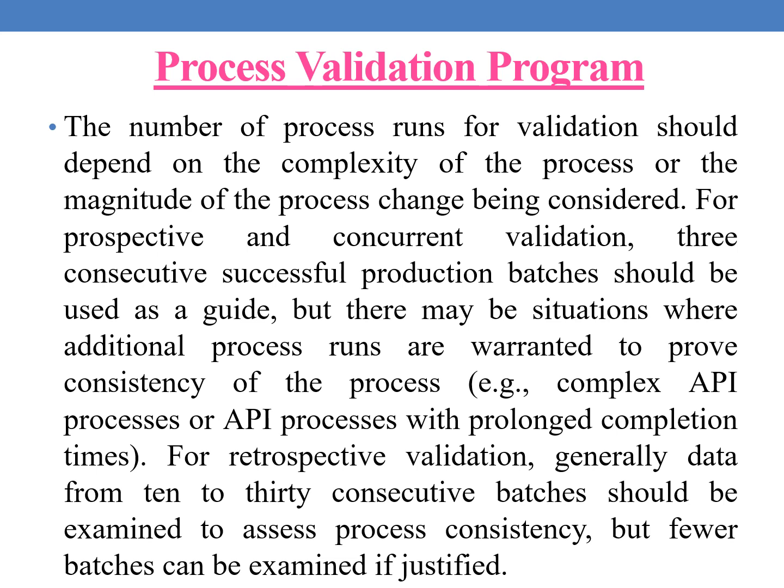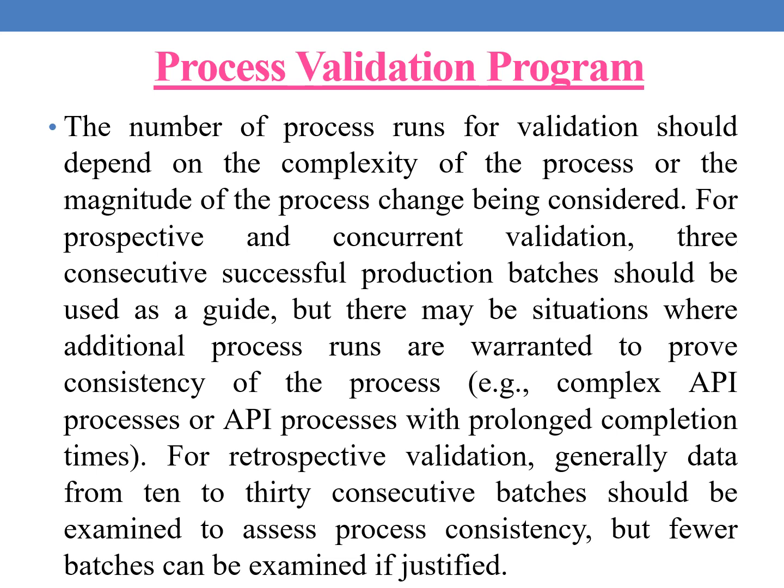Coming to the process validation program, the number of process runs for validation should depend upon the complexity of the process or the magnitude of process change being considered. For prospective and concurrent validation, 3 consecutive successful production batches should be used as a guide. But there may be situations where additional process runs are warranted to prove the consistency of the process, for example, complex API processes or API processes with prolonged completion time. And for retrospective validation, data from 10 to 30 consecutive batches should be examined to assess process consistency, but fewer batches can be examined if justified.